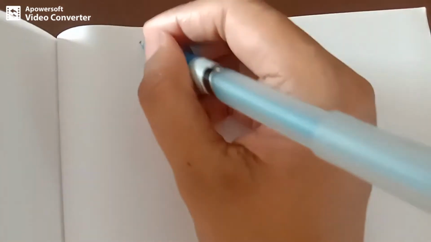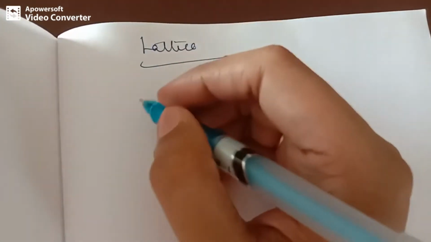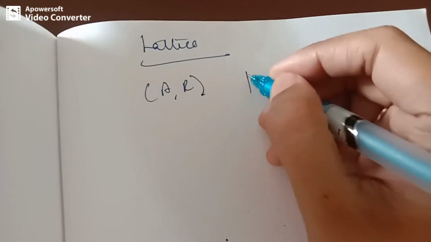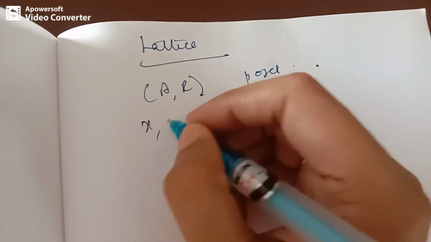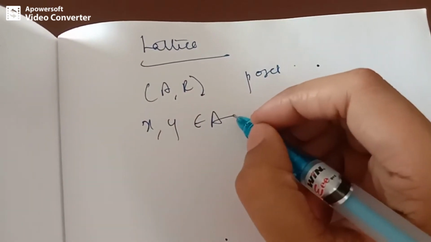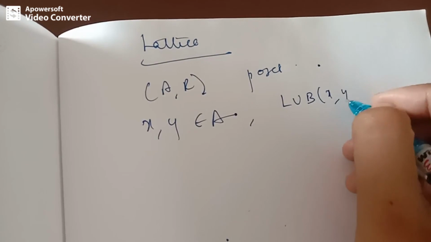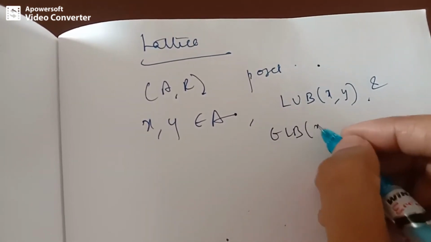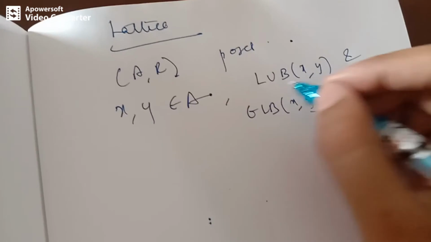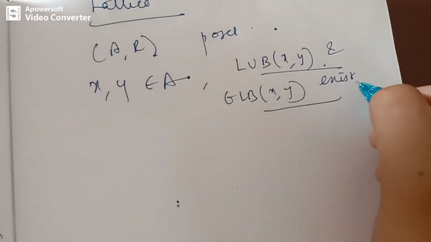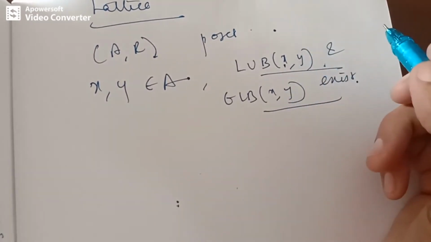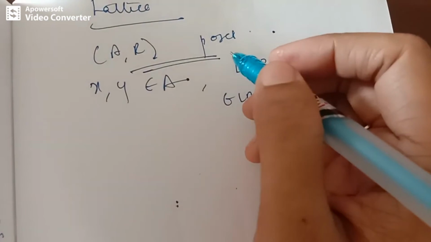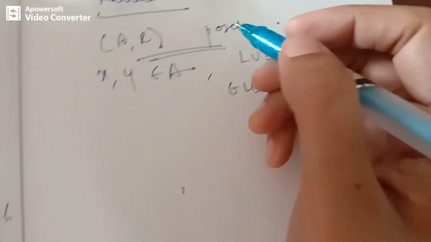Next, coming to the definition of lattice. So what exactly is this lattice? Let the pair (A, R) be a poset. This poset is called a lattice if for all x, y belonging to set A, the least upper bound of x, y and the greatest lower bound of x, y exist. So these must exist for a particular set. The least upper bound as well as the greatest lower bound must exist for a particular set from the poset.